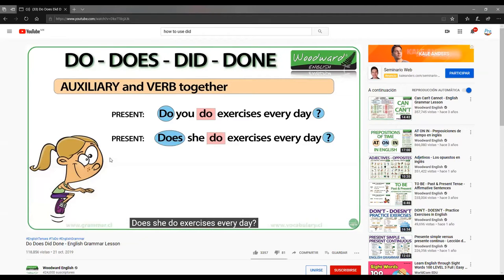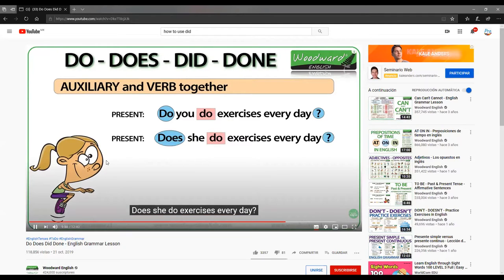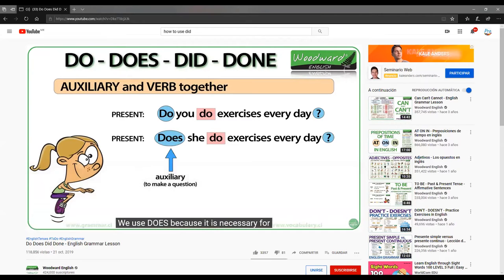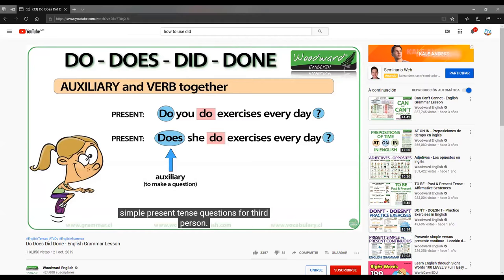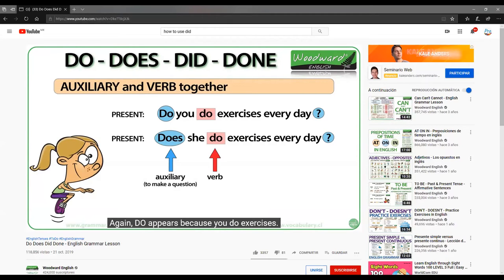Does she do exercises every day? We use does because it is necessary for simple present tense questions for third person, in this case, for she, does she. Again, do appears because you do exercises. It appears as do and not does because the verb needs to be in the base form of the infinitive.